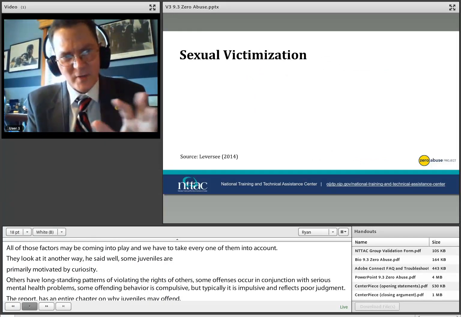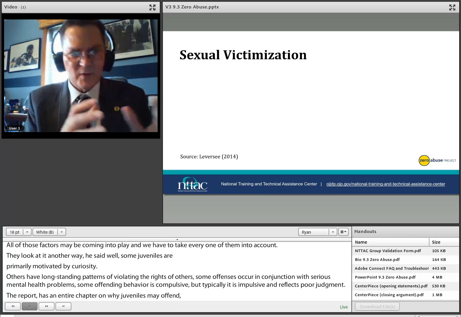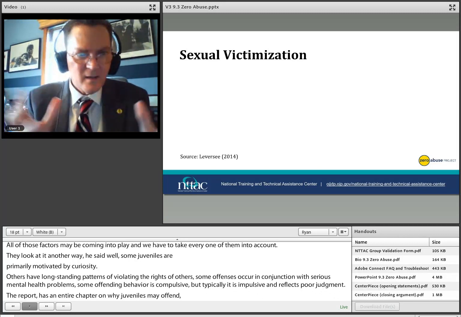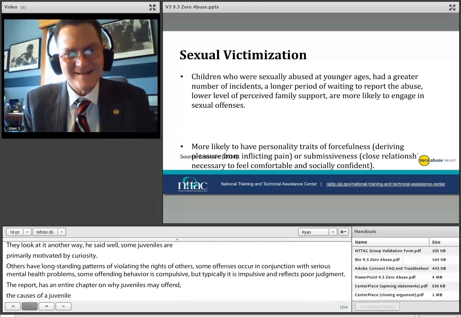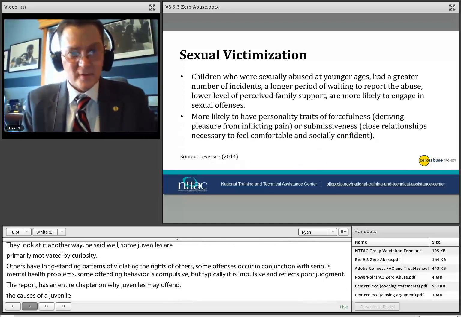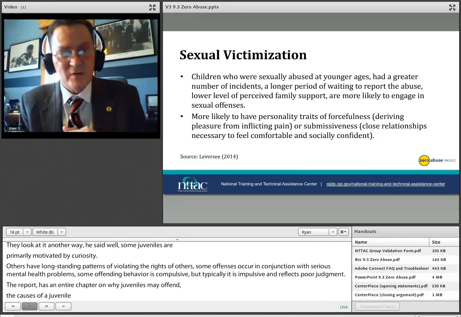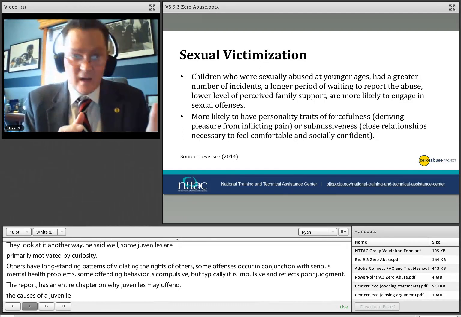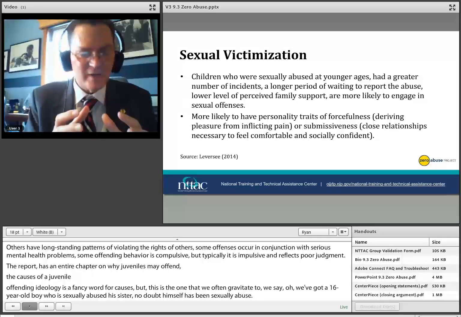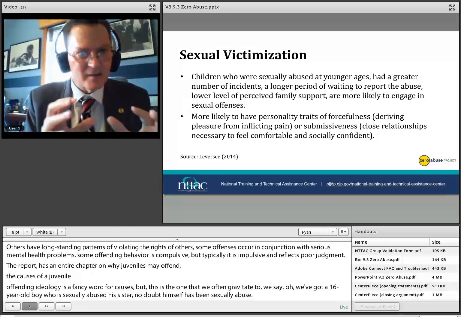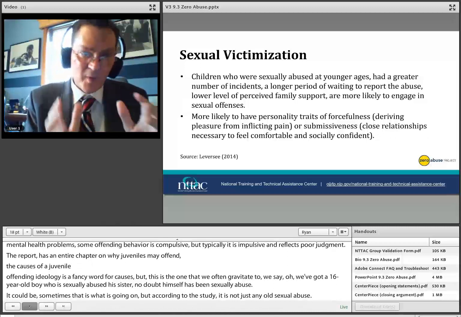Etiology is a fancy word for causes. But this is the one that we often gravitate to. We say, oh, we got a 16-year-old boy who's sexually abused his 6-year-old sister. No doubt he himself has been sexually abused. Maybe. Sometimes that is what's going on. But according to this study, it's not just any old sexual abuse. It's sexual abuse that begins at a young age. It goes on for a long period of time, and there's no meaningful intervention.